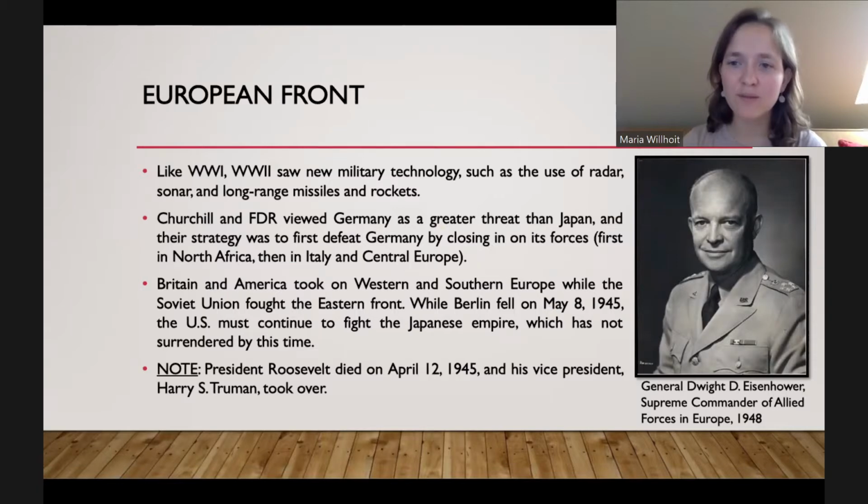And I just have to mention, you all might know about him, but this is General Dwight D. Eisenhower. He was the supreme commander of Allied forces in Europe. I think he's the highest ranking military leader for Europe in World War II. And this is him when he was a little bit younger, in 1948. Later, he actually becomes president of America.